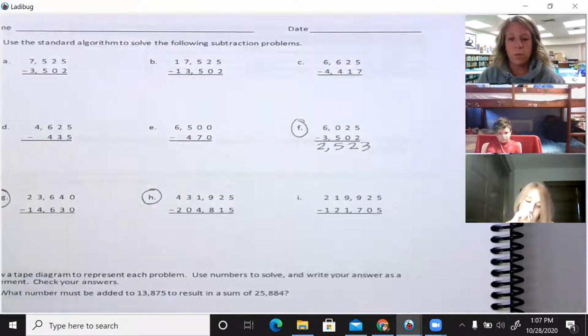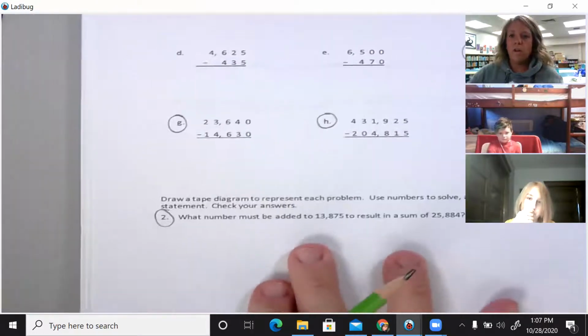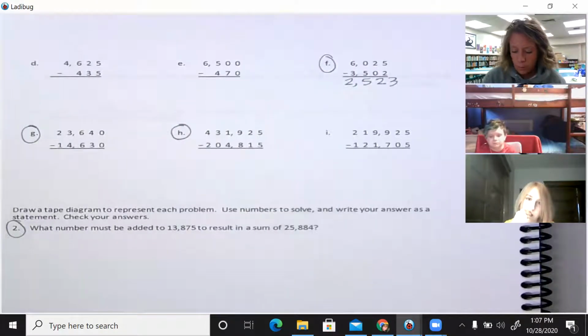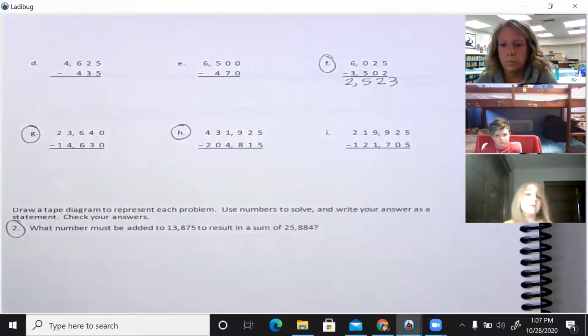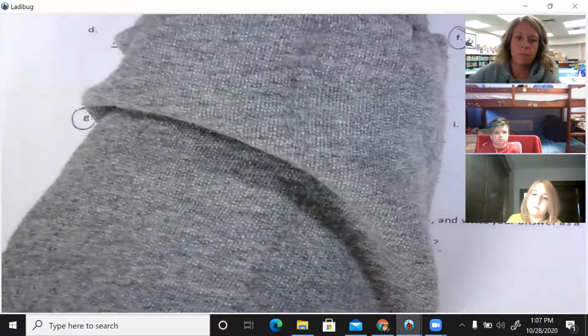Okay, so that was an example using our place value chart. For the next one, we're going to use the traditional method of subtracting. Do you have any questions about letter F or the place value chart? Okay, let's go ahead and move on to letter G.